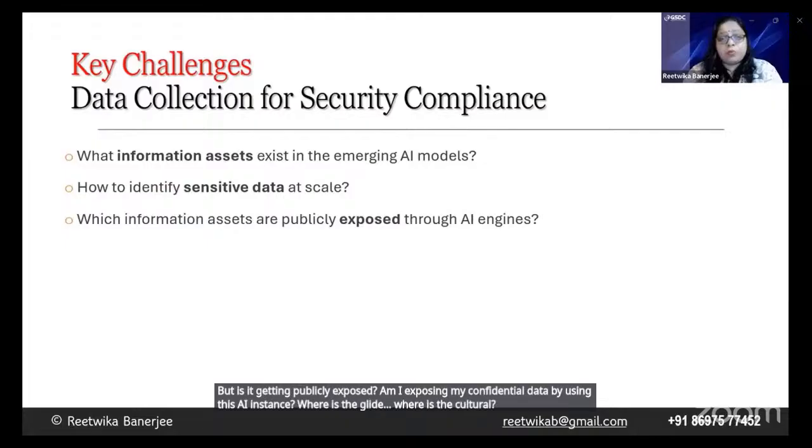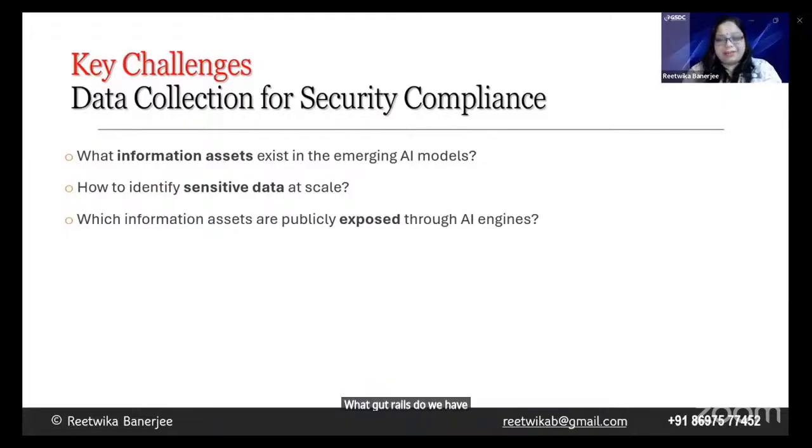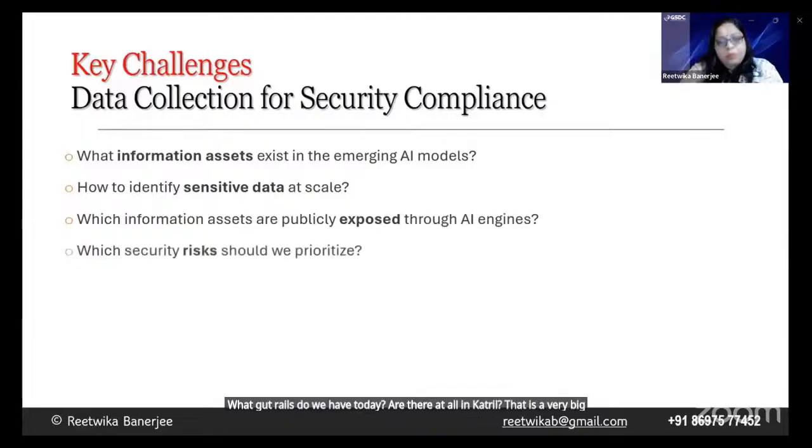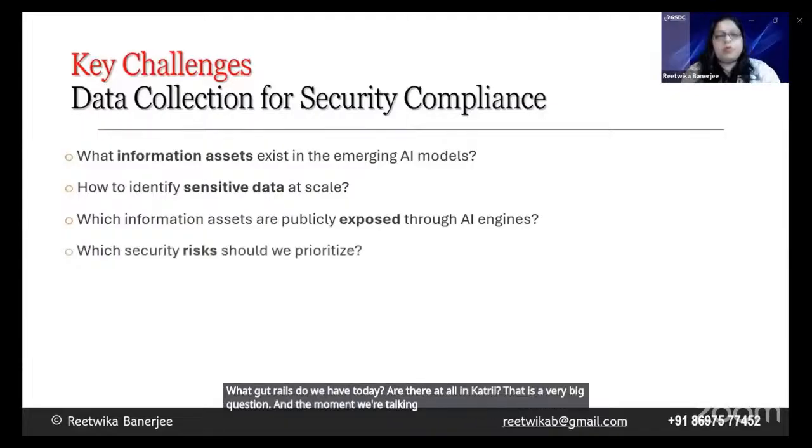What guardrails do we have today? Are there any guardrails at all? That is a very big question. The moment we are talking about data exposure, what we are actually talking of is security risks. And how do you prioritize these risks? Until we do risk management and risk prioritization, we will not get to know.